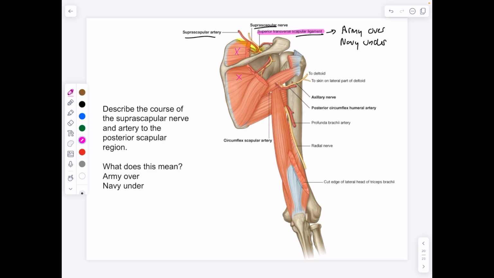And so if you can find that ligament, the saying is army goes over, navy goes under, and so the artery goes over the ligament, and the nerve goes under the ligament. So this is our ligament, the army goes over, so our artery, and our nerve, navy, goes under. Okay, but this is for the scapular notch, the top of the scapula.